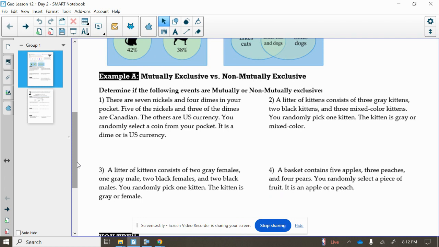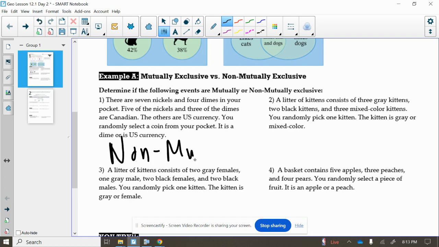So, for the first one, there are 7 nickels and 4 dimes in your pocket. 5 of the nickels and 3 of the dimes are Canadian, the others are US. If we randomly select a coin, is it a dime or is it US currency? Well, that is going to have some overlap, right? A dime is a measure of the US currency. So you could be just a dime, but you would also be US currency, right? There's that potential for overlap. So this would be an example of something that is non mutually exclusive because you could be both at the same time. A dime that is US currency.